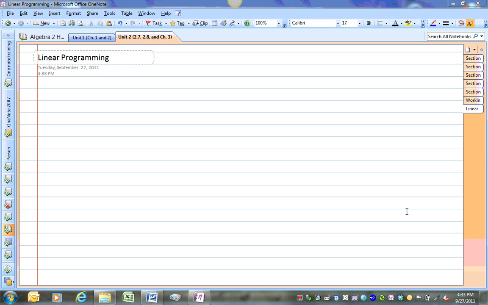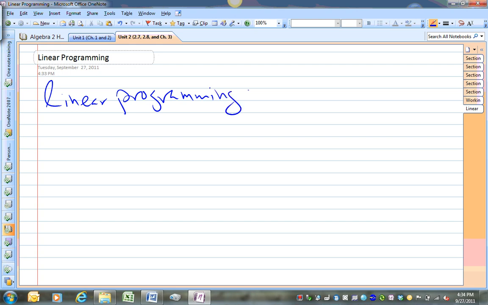Good afternoon. Welcome to today's lesson on linear programming. Now, linear programming may seem like something that you do on a computer, because you hear the word programming, but you also see the word linear. So the way linear programming works will be the following.